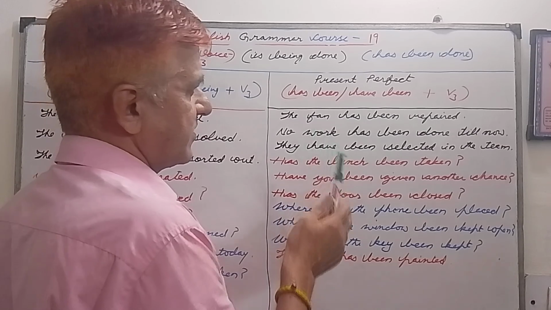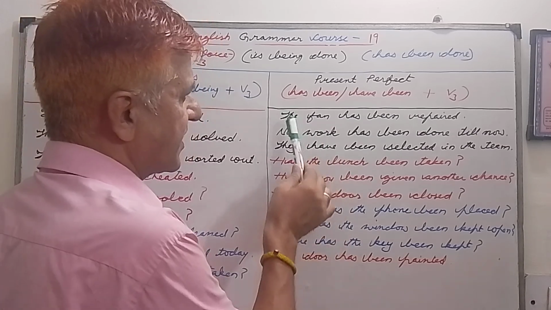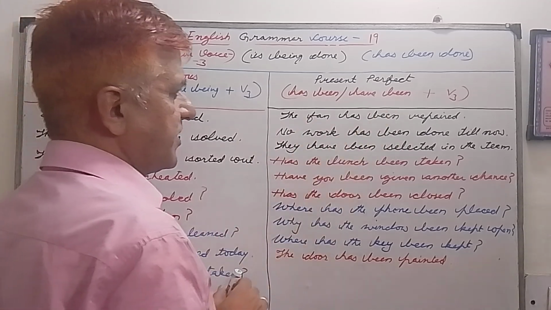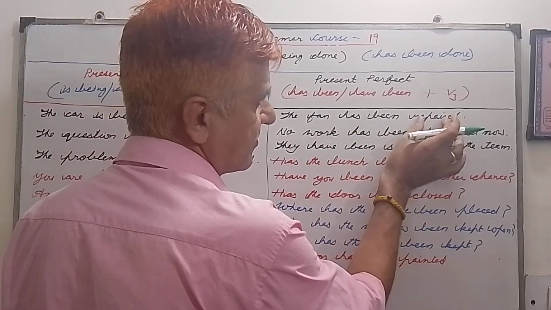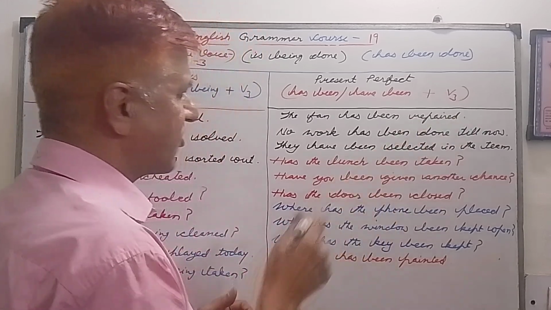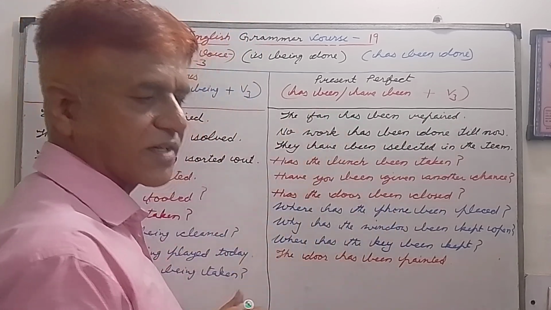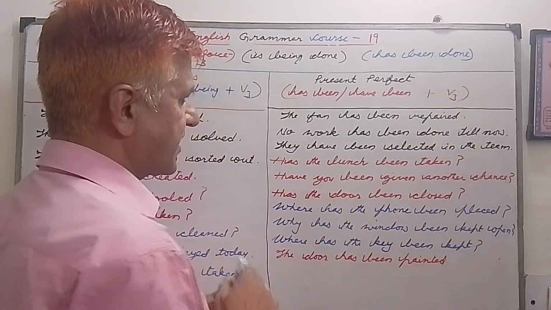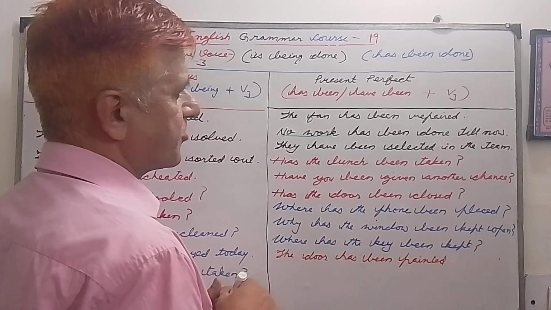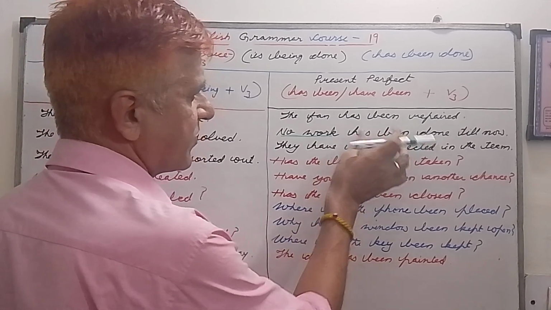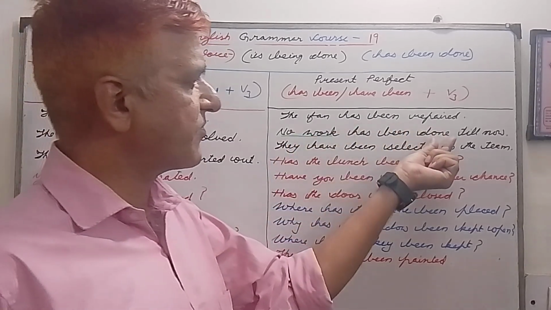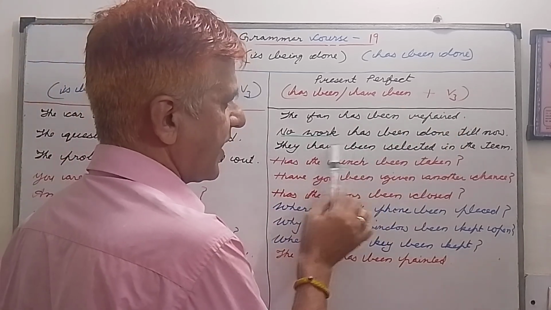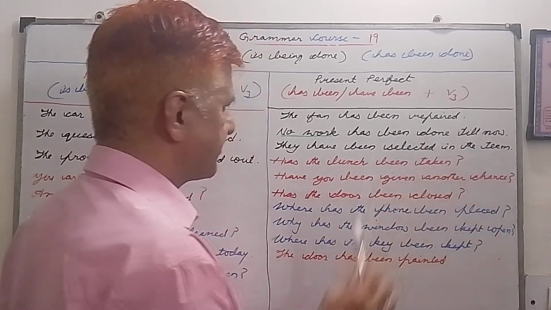So my dear students, the first sentence which we have taken is: The fan has been repaired. So the effect of the action of the verb is on the fan, that is the subject. No work has been done till now. The subject is no work, so obviously has been. Why? Because this is singular, and the third form of the verb. They have been selected in the team. With they you use have been.